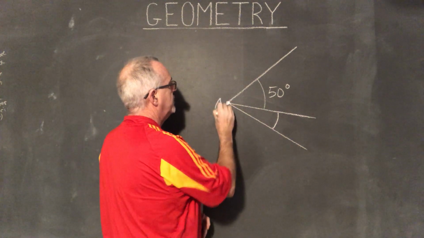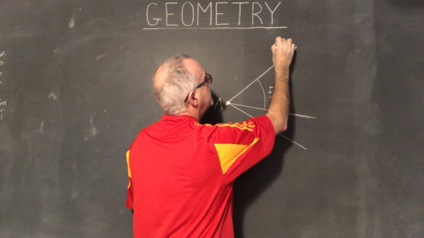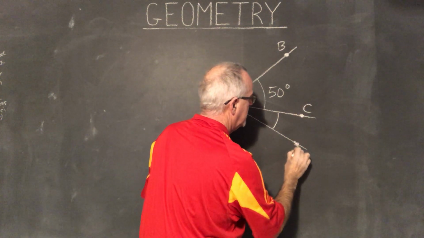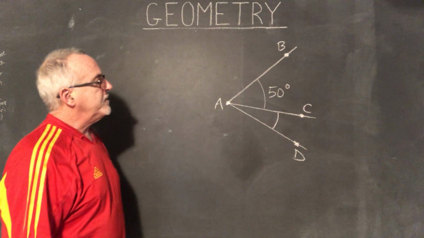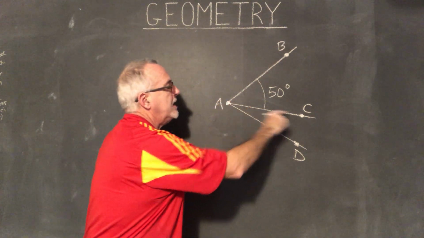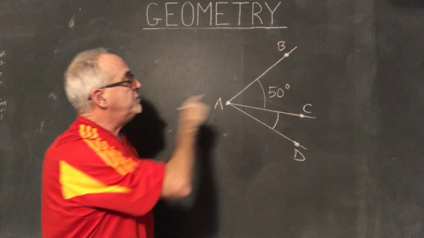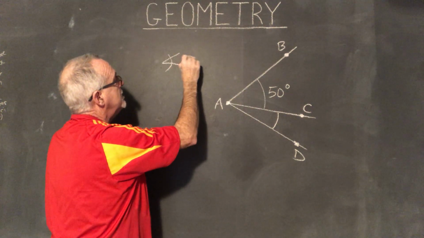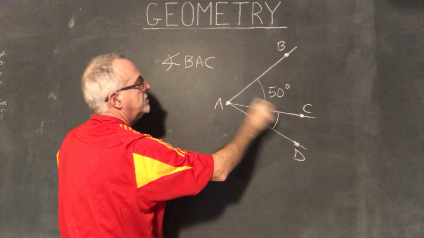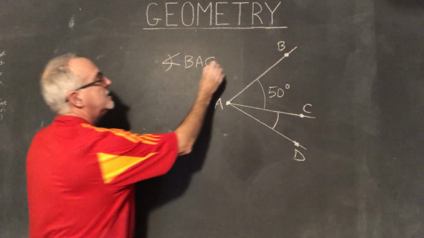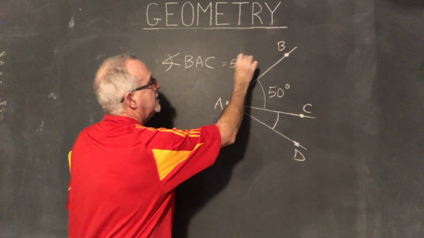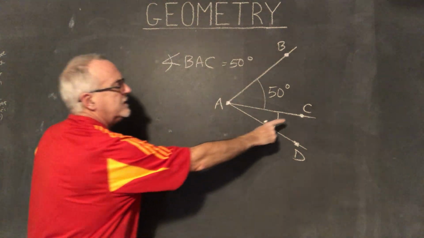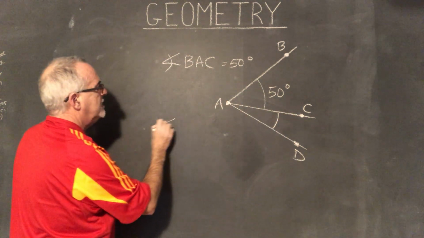This side here, let's give it some names. I'll call this vertex A, and I'll put a point B, and a point C, and a point D on this drawing. This line AC is part of angle BAC. There, the notation becomes useful. There's angle BAC. We know it's 50 degrees. We already knew that. But we also have this angle here, CAD.